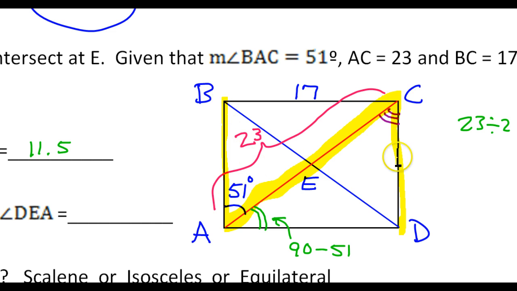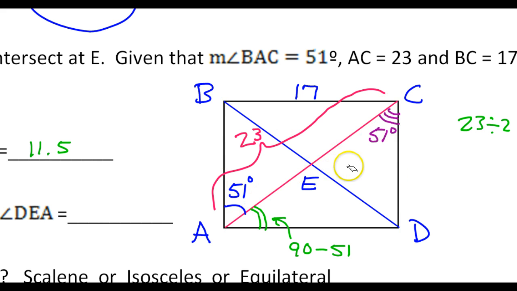And of course these lines are parallel. The diagonal is a transversal. So alternate interior angles should be congruent. So for me, that's the quickest way to see that this should be 51 degrees.